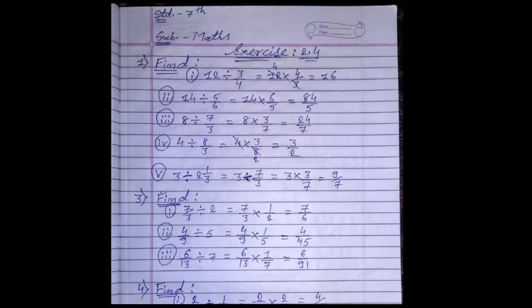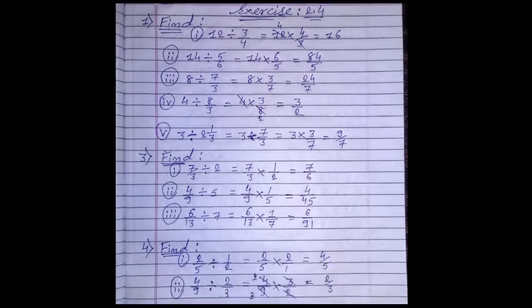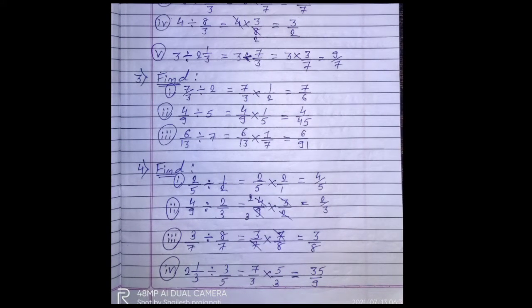Next, question number 3. Find 7 upon 3 divided by 2. So first 7 upon 3, and then a multiplication sign and the reciprocal of 2, which is 1 upon 2. Now multiplication of numerators, 7 times 1 is 7, and denominators, 3 times 2 is 6. So the answer is 7 upon 6.